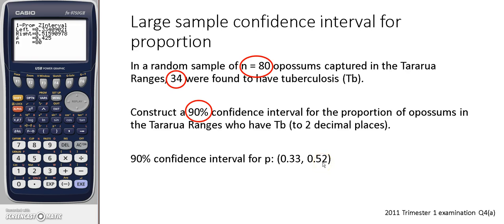And the easiest way to write this confidence interval is to use brackets at either end with a comma between the two values.